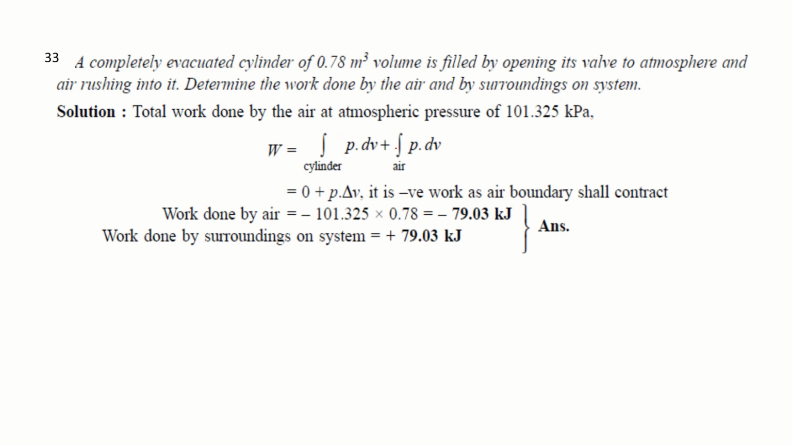Cylinder integral PdV plus air integral PdV. Here dV is 0, so that's why this is 0. P value is known, volume change is known, that is 0.78 meter cube. So if you substitute, the work done by air, you will get this much kilojoule. This is the work done.